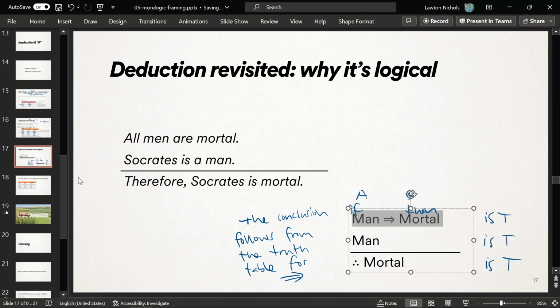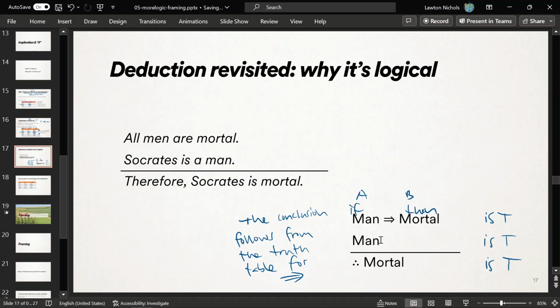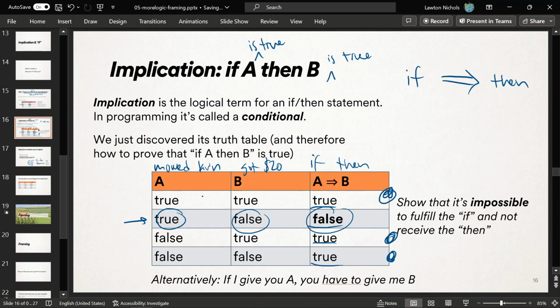Assume that this is true: man implies mortal. So let's go back to this. Assume that we're in one of these three cases, 1, 2, and 3, because it's supposed to be true. We can't be in the other one. Then assume that man is true. That's the A. Assume A is true. That actually only leaves us with this case. A is true, and the other one's true, in this one case right here.